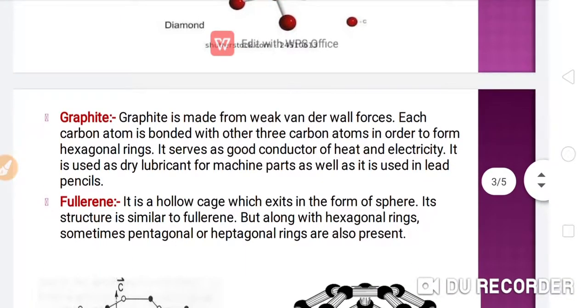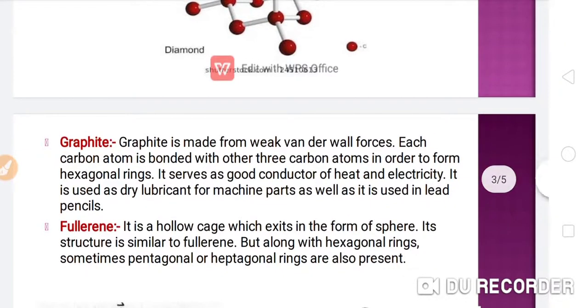Now the second one is graphite. Graphite is made from weak van der Waals forces of attraction, meaning graphite exists in the form of layers, and in between these layers there is a force of attraction known as van der Waals force. Each carbon atom is bonded with three other carbon atoms to form hexagonal rings, and this is the 2D arrangement of carbon. But in the case of diamond, there was a 3D arrangement of carbon. Here is a 2D arrangement, and the structure is a hexagonal planar structure.